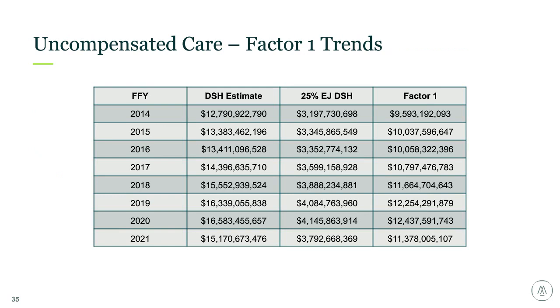So this slide gives you a quick view of Factor 1 since inception of the program in 2014. You can see that every year Factor 1 has increased until this final rule, where now instead of an increase, there's an over 8.5% decrease in the Factor 1 calculation. And so that kind of leads us to Factor 2.